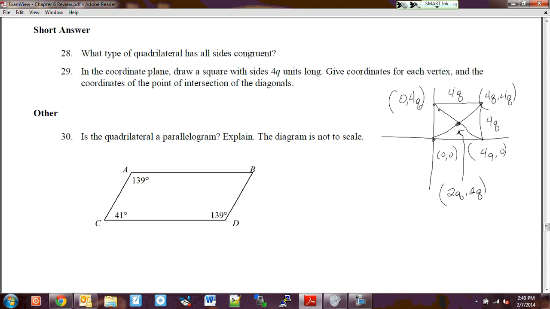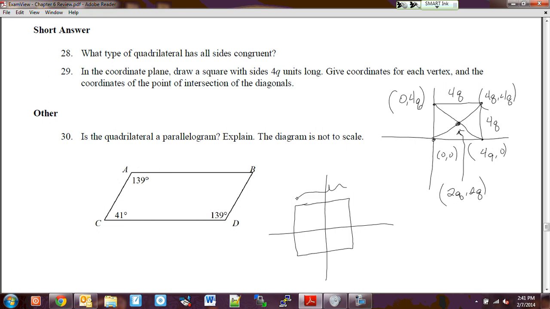Okay. Now, there's also another way you can do this. Here, I put a vertex at the origin. But what you can also do, okay, I'll leave that up there, what you can also do is center the square around the origin. So you can also draw it like this. Either way is going to be right.